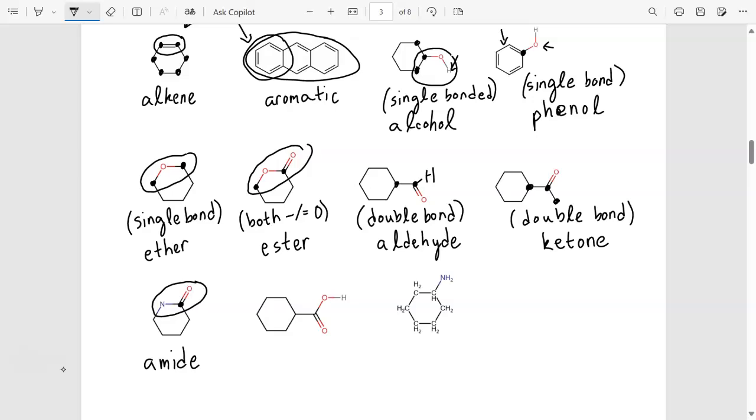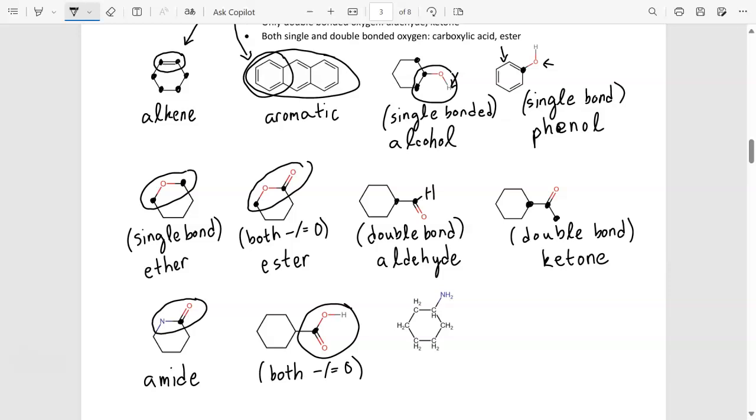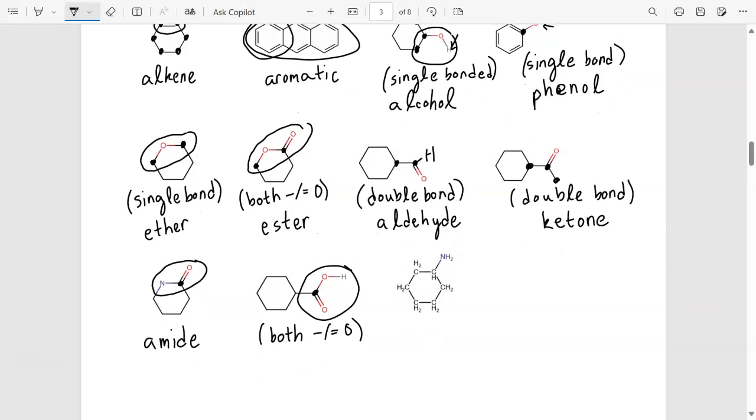Okay, and then the next example, this is where I have both a single and a double bonded oxygen, all attached to the same carbon. And so it's either a carboxylic acid or an ester. Remember that carboxylic acids come at the end of the chain, which means that the single bonded oxygen has a hydrogen attached to it. And it does indeed have that, so we're looking at a carboxyl group, or a carboxylic acid.